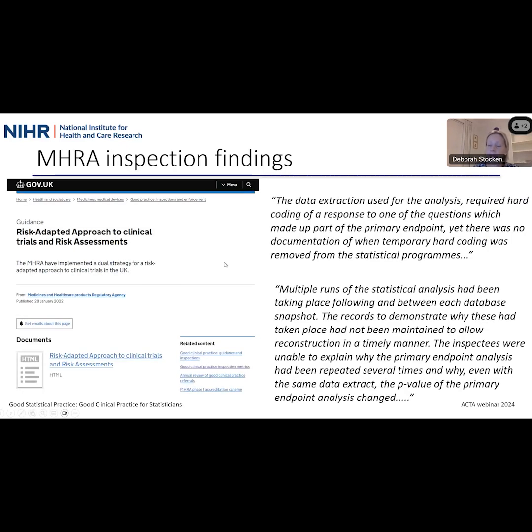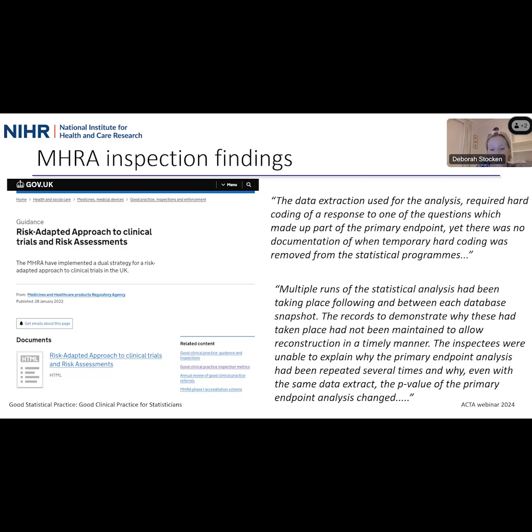The MHRA is our regulatory body, and you can access all of the documents around inspections on the MHRA government website. These are just a couple of quotes that I've found through this website in relation to inspections conducted across the UK. The first one is around data extraction used for analysis and the use of hard coding, where there was no documentation of when temporary hard coding had been removed from a statistical programme.